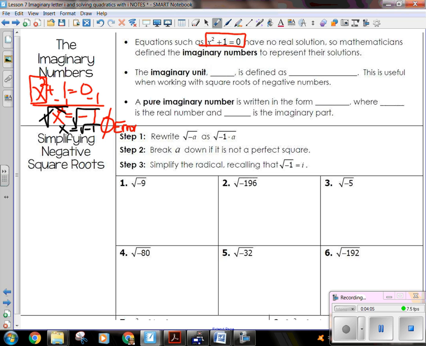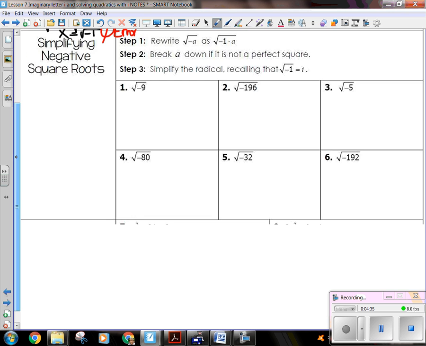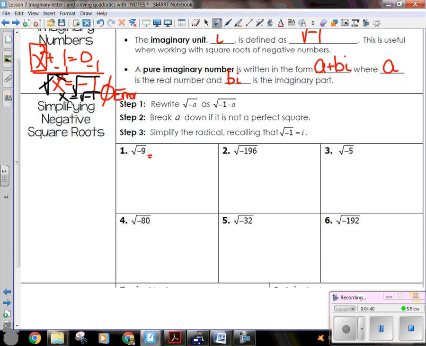The imaginary unit, i, is defined as the square root of -1. This is useful when working with square roots of negative numbers. The pure imaginary number is written in the form a plus bi, where a is the real part, or the real number, and the bi at the end is the imaginary part. Okay, let's take a look and see how we are going to apply this for our purposes. All right, I'm going to take the square root of -9, and I'm going to break it down. The square root of -9 is going to be broken down into -1 times 9.